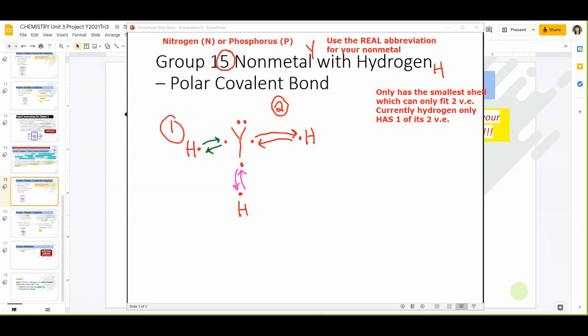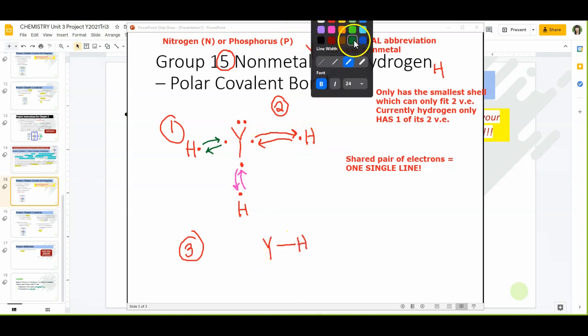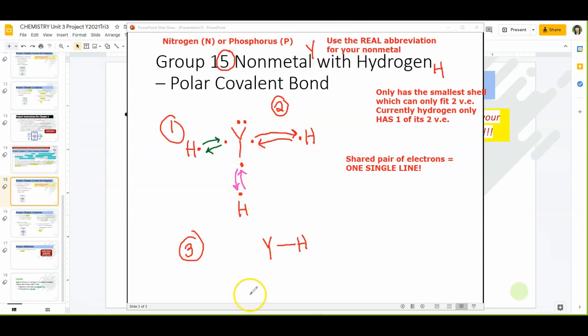Everybody has a partner, and so now we're going to do step number 3, which is just to draw our final answer. Again, whenever we have a shared pair of electrons, that should be drawn as a single line. Shared pair of electrons equals 1 single line. So let's draw that final answer. We have our nonmetal here, and we have a shared pair of electrons with this hydrogen, so that'll be drawn as a single line. We have a shared pair of electrons with this hydrogen on the bottom, so that's a single line. And we have a shared pair of electrons with this hydrogen on the left, and so that is a single line. And I just color coordinated them so that you can see those becoming single lines.